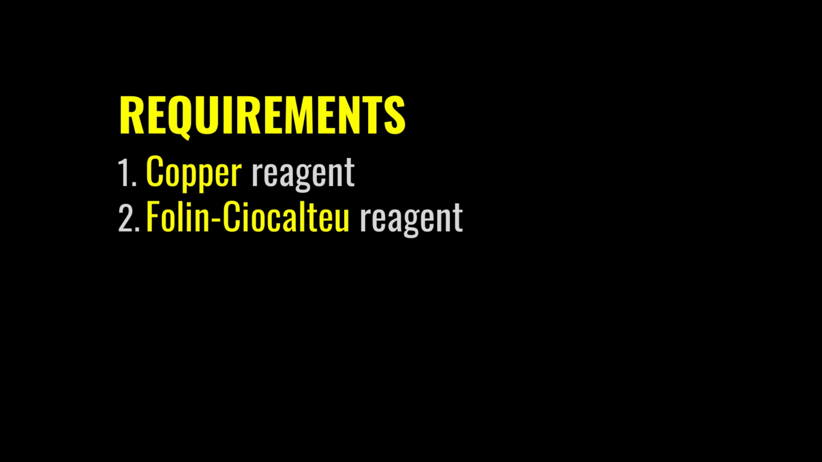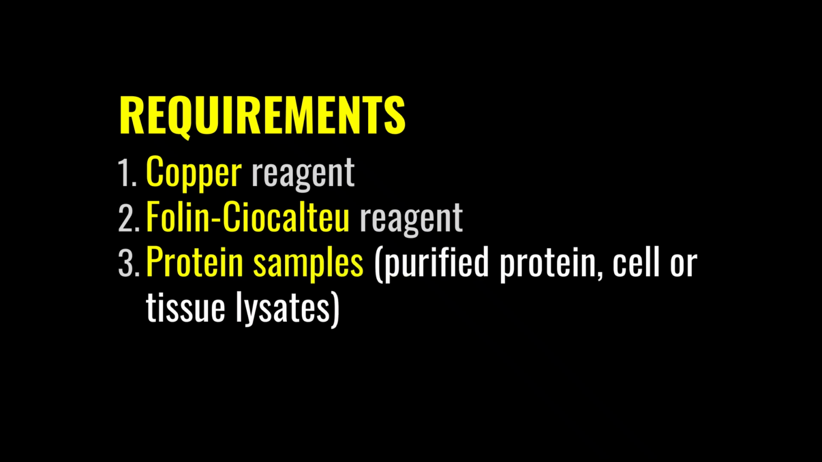Now, in order to understand the mechanism in detail, you have to know the requirements, the components used in this. So, what are the requirements? First, you have to have a copper sulfate solution in alkaline medium. Second, you have to have Folin-Ciocalteu reagent, or Folin reagent. These are the names of two scientists, Folin and Ciocalteu. And the protein samples. It may be purified protein, it may be cell or tissue lysate.